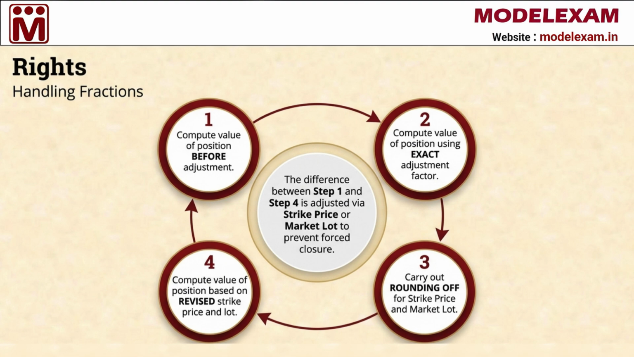Sometimes these calculations result in small fractions, so we have a special way of handling them. To avoid forcing anyone to close their positions, we use a four-step rounding process. We compare the value of the position before the adjustment and the value using the exact adjustment factor. After rounding off the strike price and market lot, we check the new value. Any small difference is settled by slightly adjusting the strike price or lot size as decided by the exchange group.